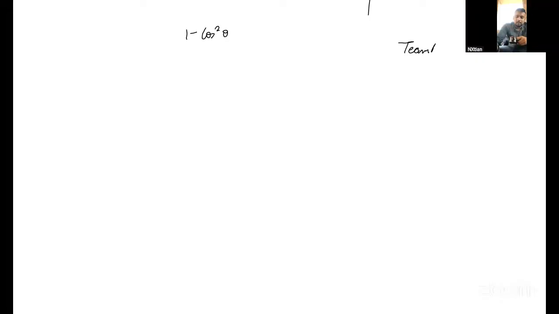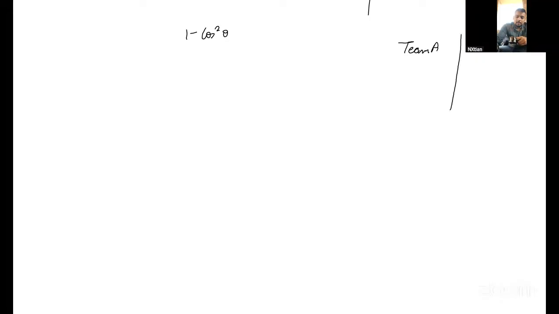So my first question from team A, from Miracle, is: what is 1 minus cos square theta? What is 1 minus cos square theta? Yes, Miracle. Sine square theta. Yeah, that's sine square theta.